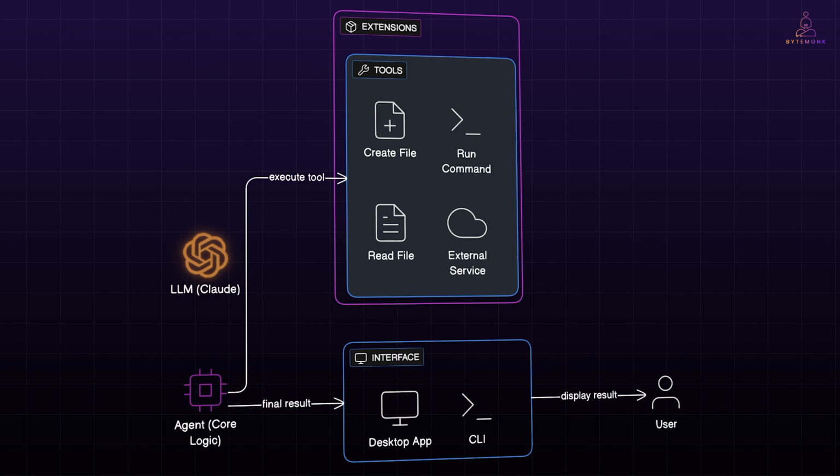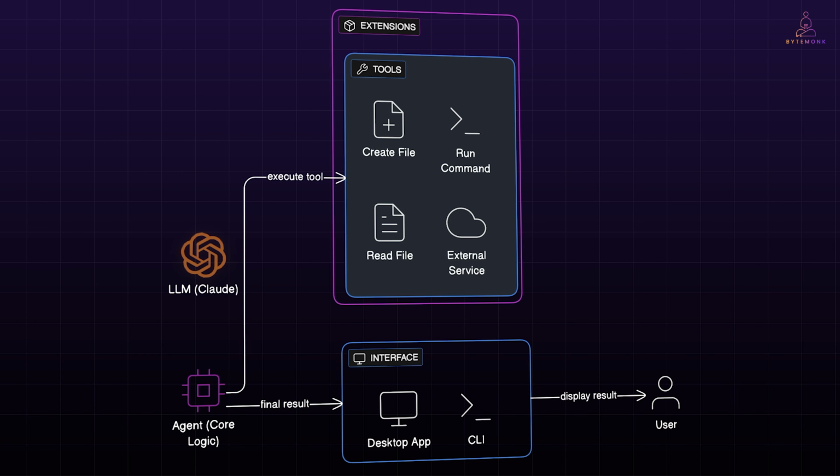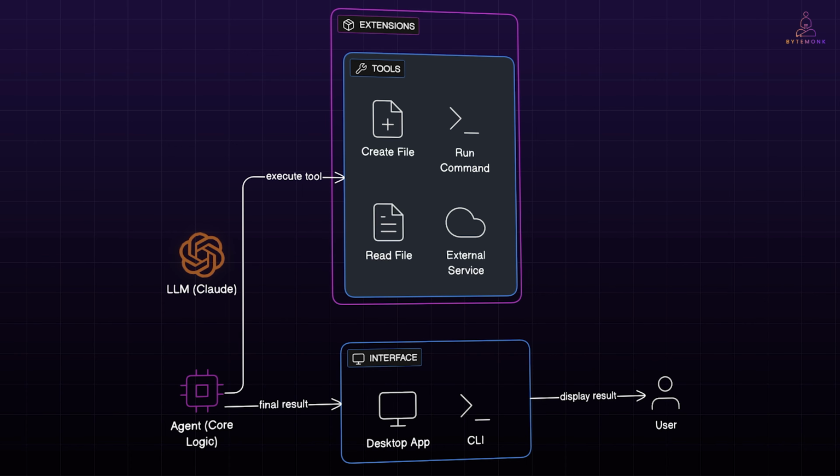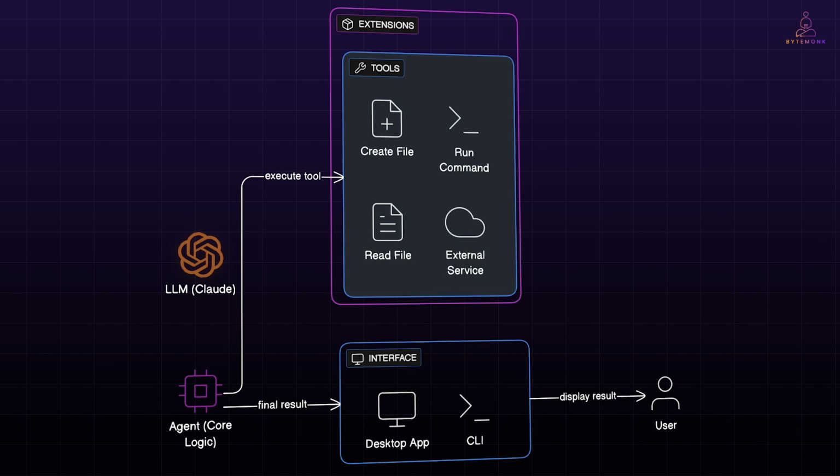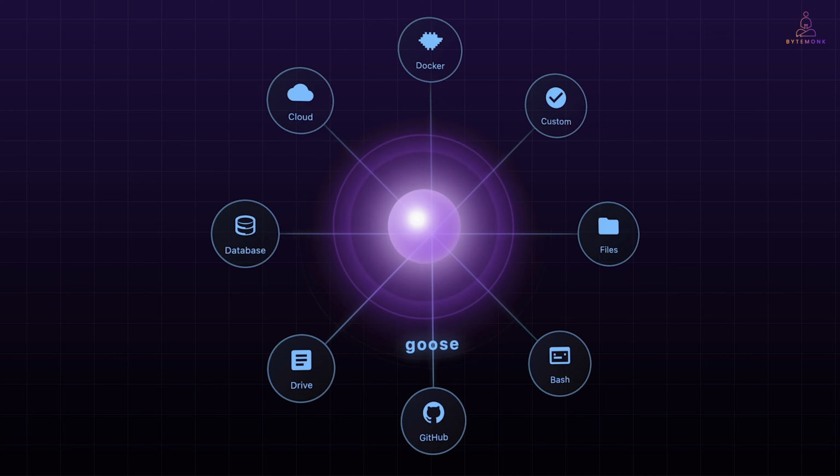The LLM processes your request, and if it needs to take an action, it creates a tool call. For example, if you ask it to create a file, it calls a file creation tool. Goose executes that tool call, gets the results, and sends them back to the LLM. This loop continues until your task is complete. The magic is in the extensions.